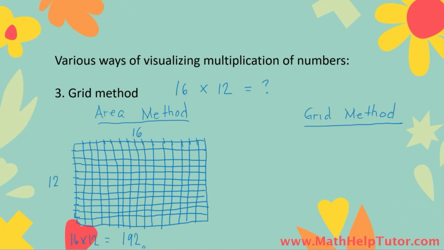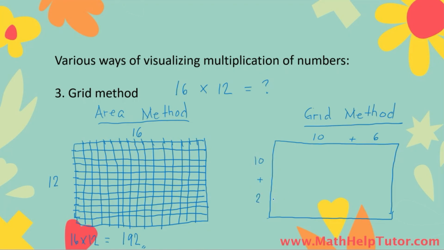Now let's do the grid method. To use the grid method, we just draw a rectangle that's similar to what we did in the area method. So let me just draw a rectangle here that's close to what we did in the area method. This rectangle also has a length of 16 squares and a height of 12 squares. Now instead of drawing all the squares inside this rectangle, we are going to draw regions using the place values of the numbers that we're multiplying. So what we do is we convert these numbers into their expanded form. So 16 becomes 10 plus 6, and 12 becomes 10 plus 2.